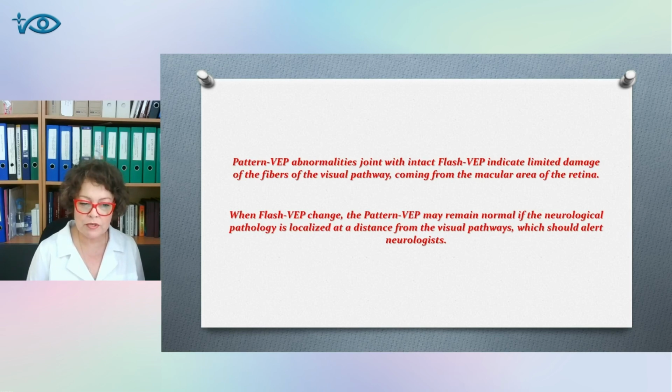When flash VEP changes, the pattern VEP may remain normal if the neurological pathology is localized at a distance from the visual pathways, which should alert neurologists. In case of hysterical blindness or imitation of blindness, when the VEP for the pattern and flash does not differ from the norm, the objective Visus program is used to assess the patient's real state of vision.